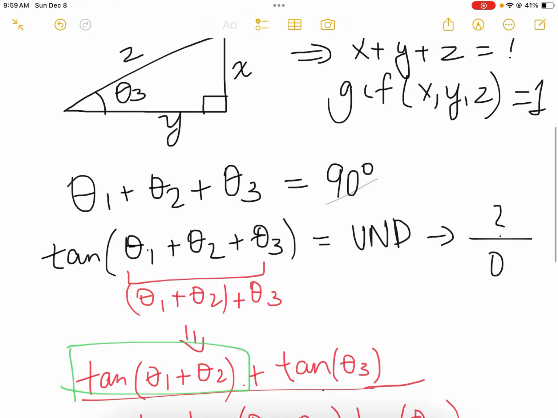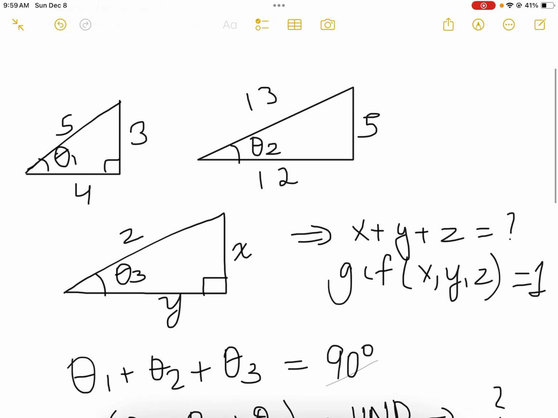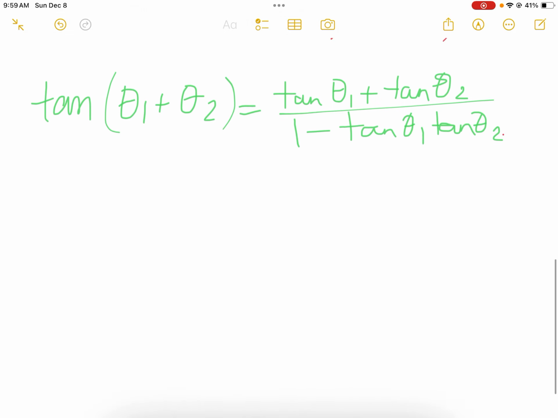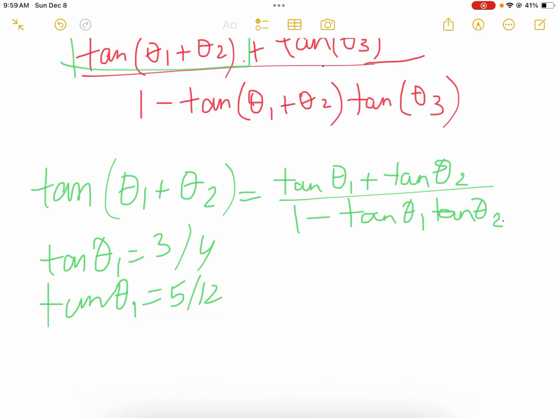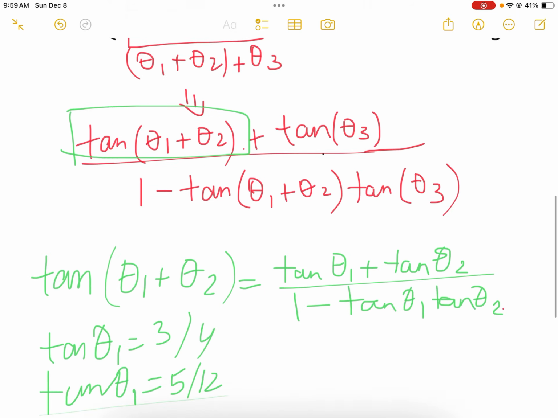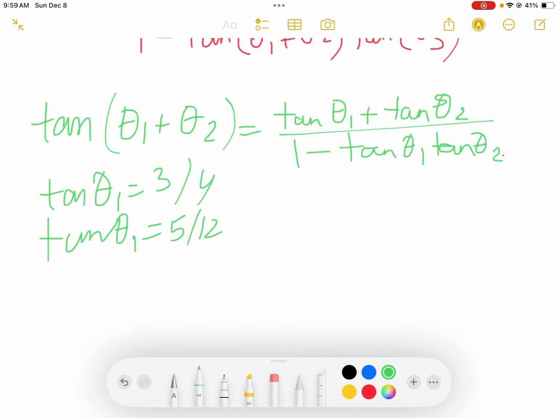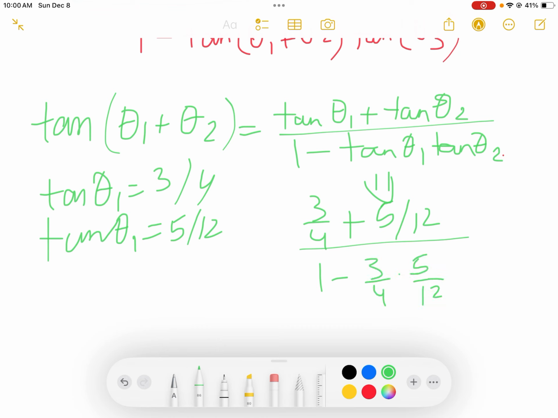And if we look back at the triangles we drew, tangent theta 1 is opposite over adjacent, 3 over 4. So tangent theta 1 is 3 over 4. Tangent theta 2, similar story. Opposite over adjacent, 5 over 12. Yep, it's 5 over 12. So let's plug in those values. So this fraction then becomes 3/4 plus 5/12 all over 1 minus 3 over 4 times 5 over 12.